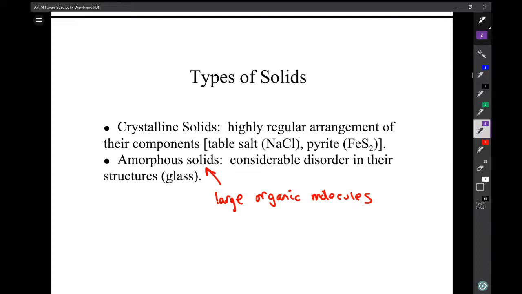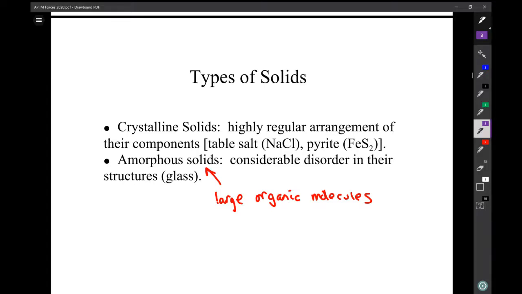The other type of solid is amorphous. Amorphous means there's a disorder in their structure. That is when the molecules just form together in no set arrangement. Usually that's large organic molecules. Those molecules are so large that when they cool down, they're too large to arrange themselves in any sort of structured order.